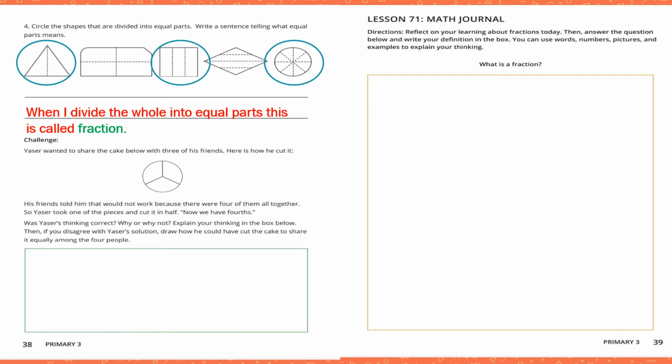Why or why not? And explain your thinking below. If you disagree, you can draw a solution. Focus with me. They are 4 friends, and this is not correct. If he cut 1/3 of these thirds into 2 parts, they will not be the same. So it's not correct. We should cut the cake into 4 equal pieces to have 4 fourths.